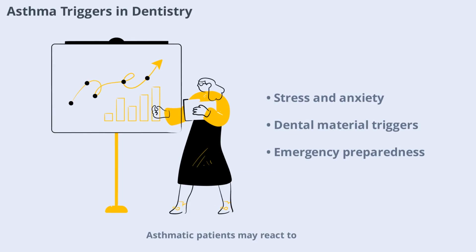Asthmatic patients may react to various triggers in the dental setting. Stress and anxiety are common culprits, so effective communication and reassurance are key. Dental materials, such as methyl methacrylate and tooth enamel dust, can also provoke attacks. To minimize risk, use alternative materials when possible and employ high-volume suction to reduce airborne particles. Always have emergency protocols and medications on hand. By anticipating and managing these triggers, dental professionals can provide safer care for patients with respiratory conditions.